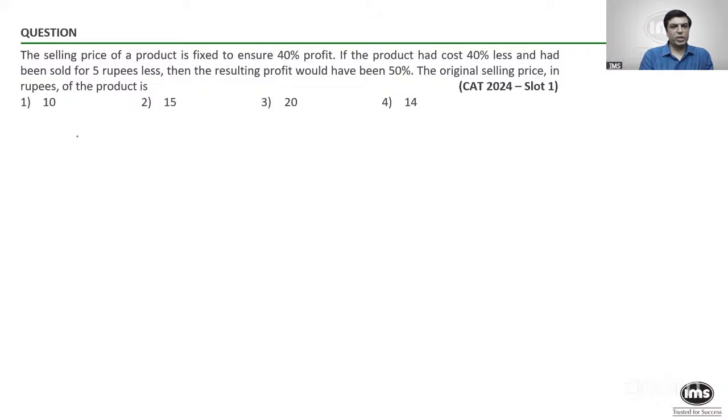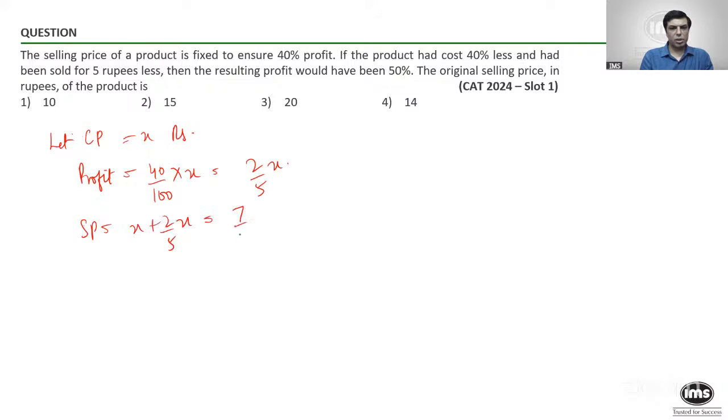So if you assume, let's say the cost price as X, okay, let the cost price be X rupees. Now, selling price is fixed to ensure 40% profit. So profit will be 40%. And knowing fractions is going to help you every time. You don't have to write like 40 by 100 and then simplify that. You can straight away say this is 2 by 5 x. So how much is the selling price? X plus 2 by 5 x. That is 7 by 5 x. Right. Now, if the product had cost 40% less, so 40% as we know is 2 by 5 x, the new cost is going to be x minus 2 by 5 x.